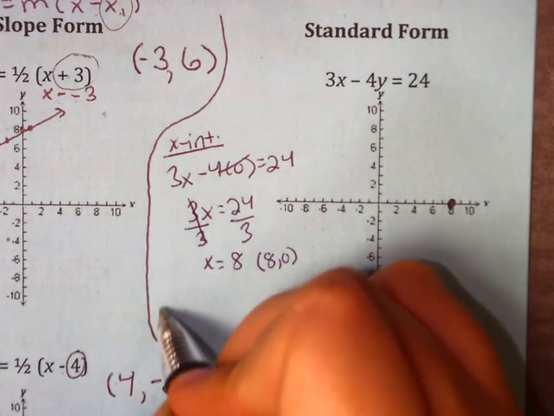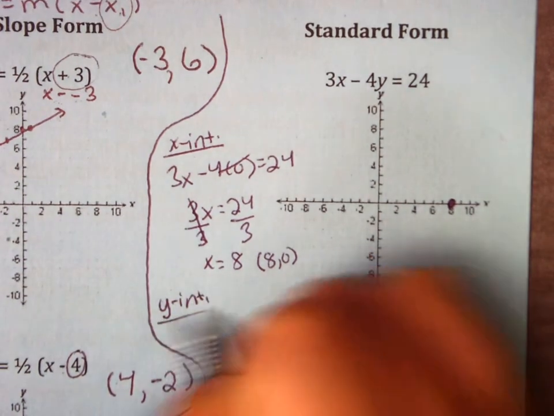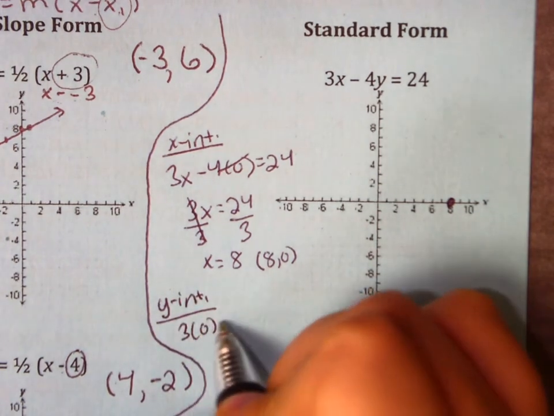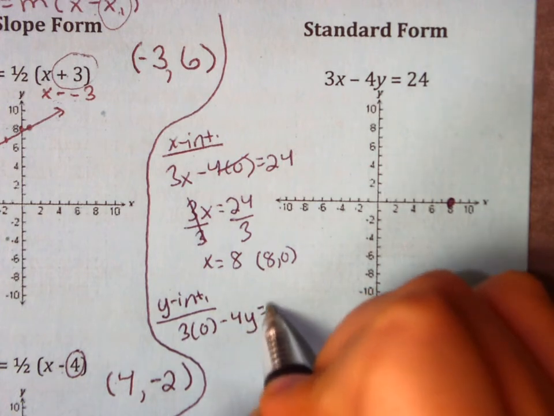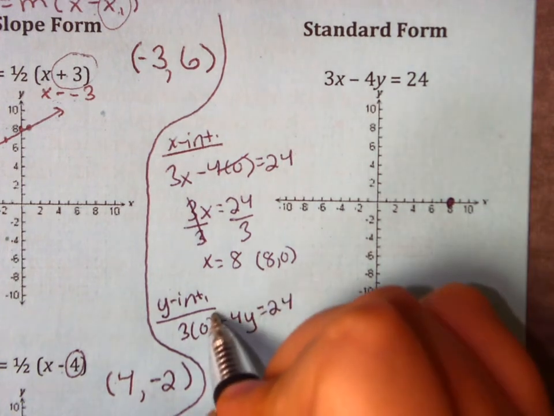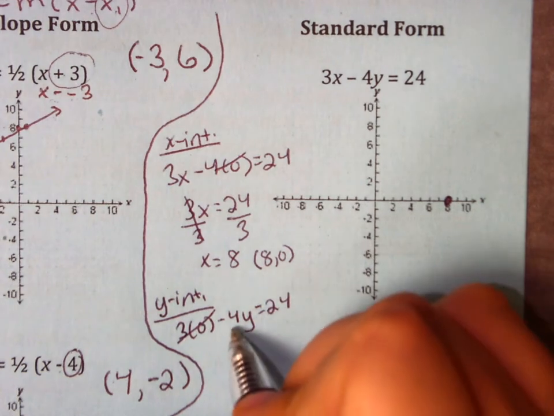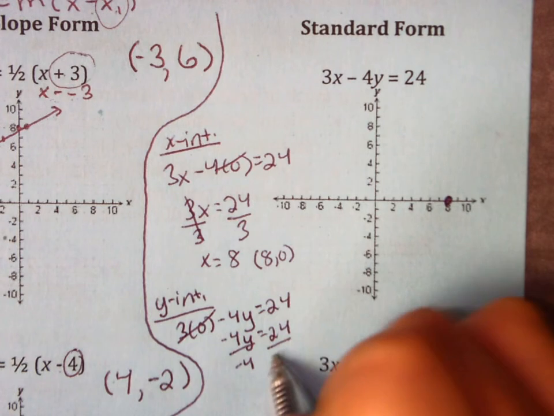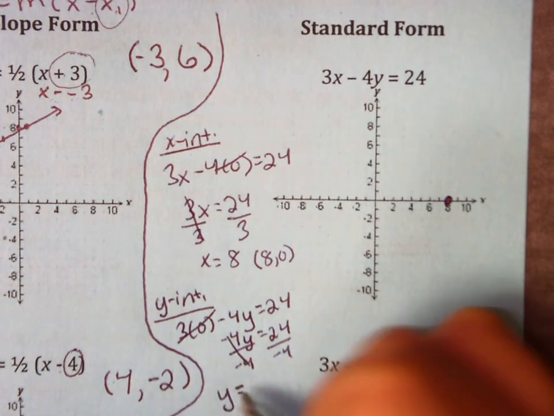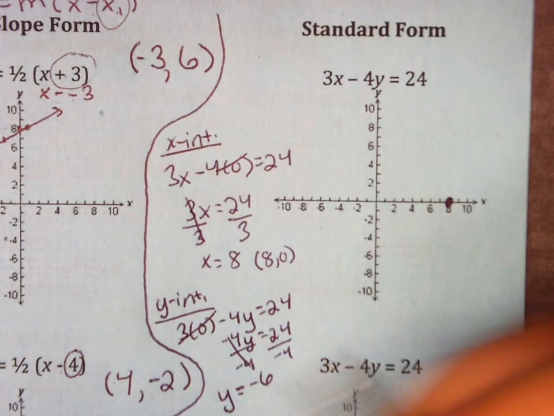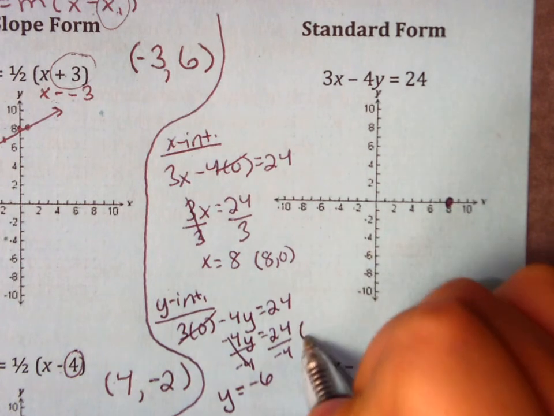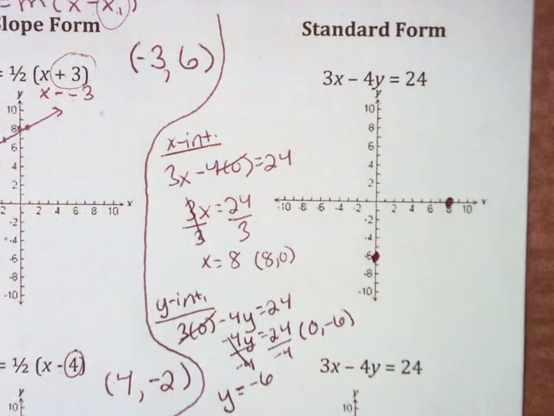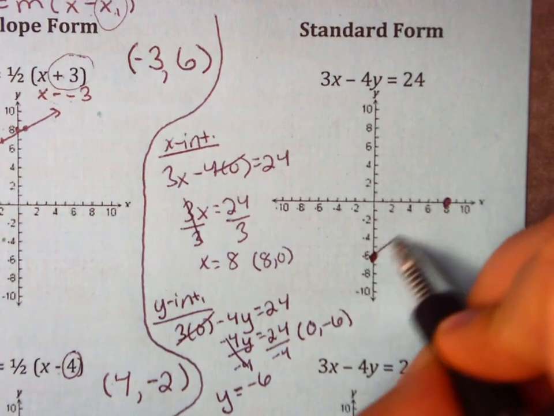Now I can find the y-intercept. To find the y-intercept, I put 0 in for x. So I have 3 times 0 minus 4y equals 24. 3 times 0 is just 0, so that goes away. So I just have negative 4y equals 24. Divide both sides by negative 4. So y is negative 6, which means that that is 0, negative 6, right there. And now that I have 2 points, I can graph my line.